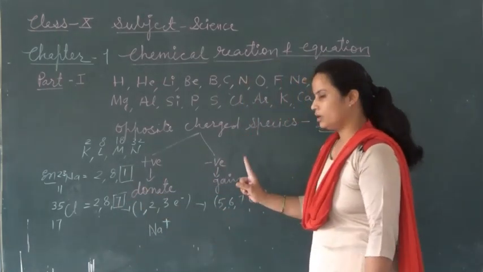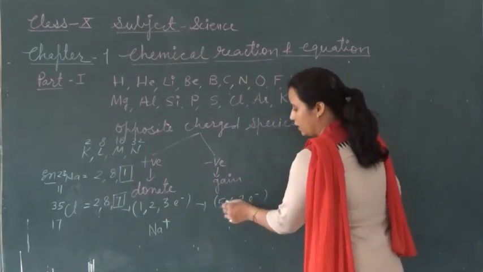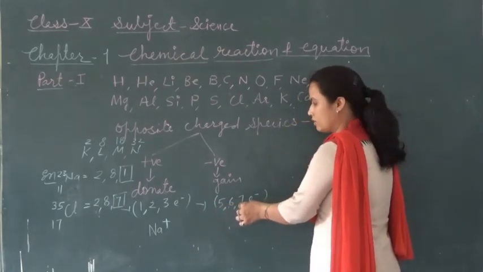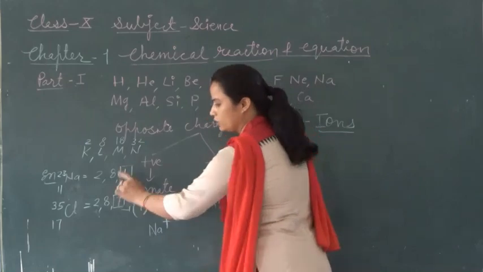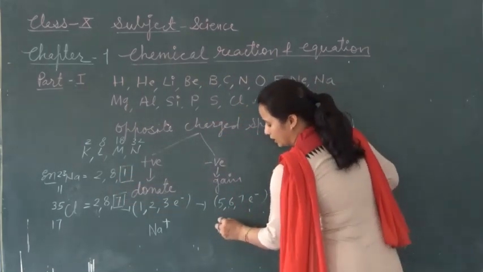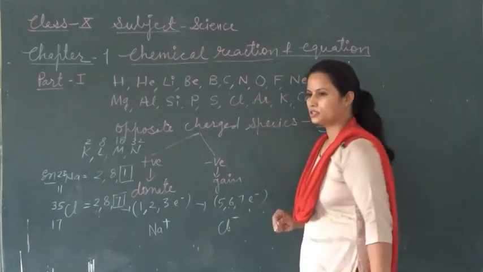That's why it gains 1 electron, because if the outermost shell of an atom has 5, 6 or 7 electrons, chlorine has 7 electrons in its outermost shell. So it gains 1 electron and carries a negative charge.